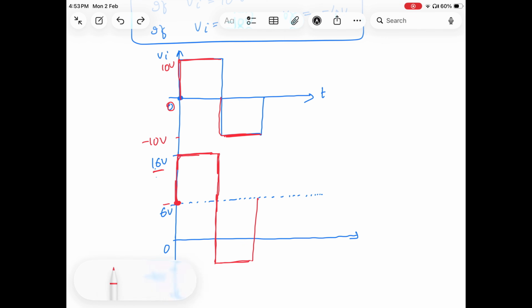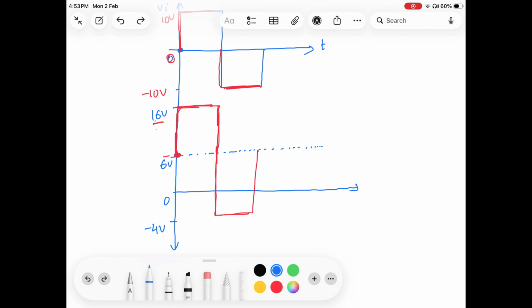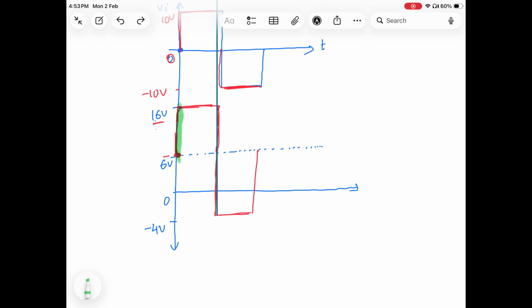If you check and find the peak to peak voltage in both cases, on the input side the peak to peak voltage is equal to 20 volt. It is 10 minus minus 10, which is 20 volt. Similarly, on the output side also we can find the peak to peak voltage: 16 minus minus 4 is 20 volt.